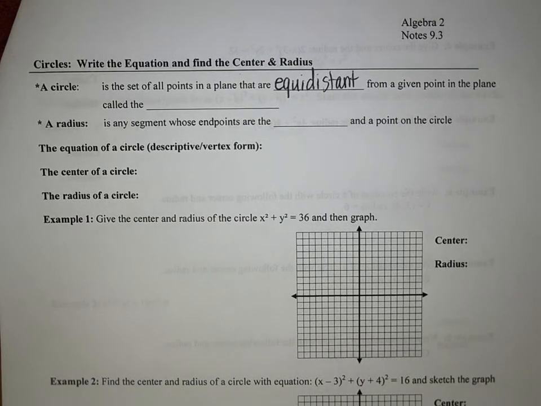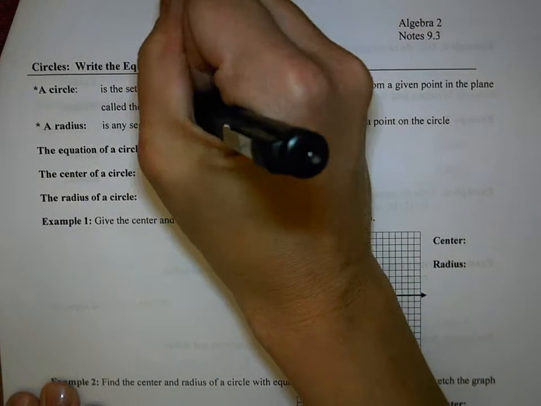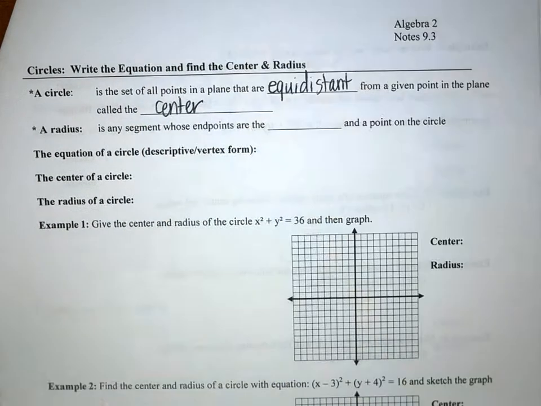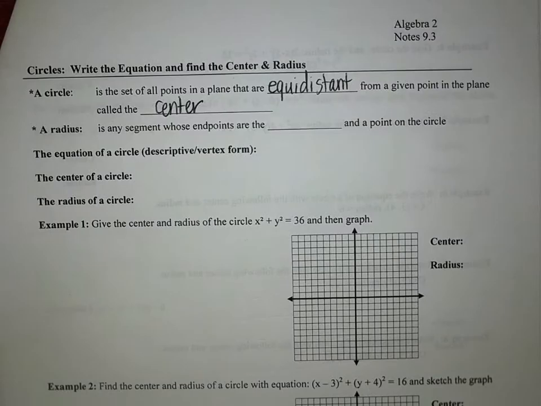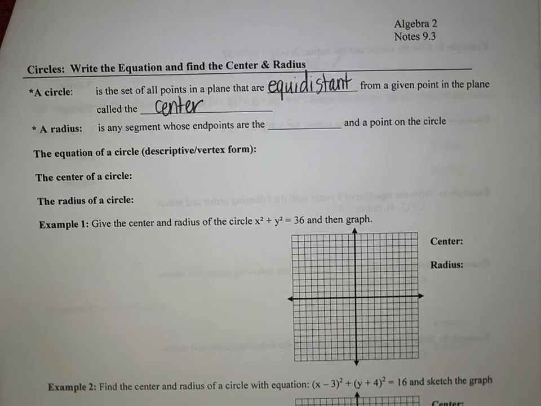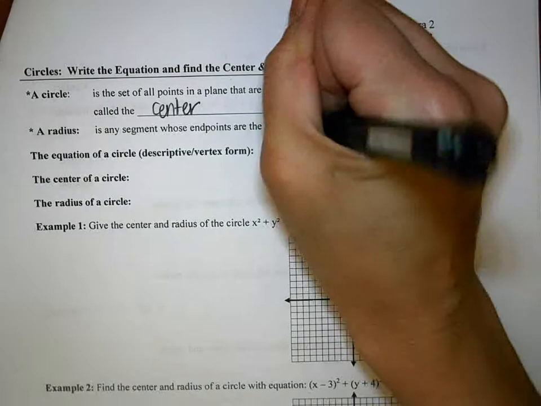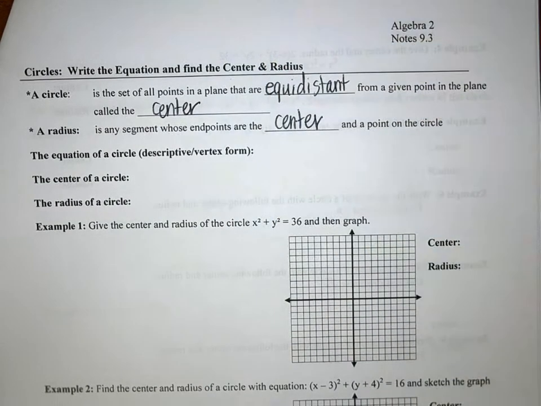Okay, equidistant from a given point in a plane called the center. So all points on a circle are equal distance from the center. Okay. A radius is any segment whose endpoints are the center and the point on the circle.